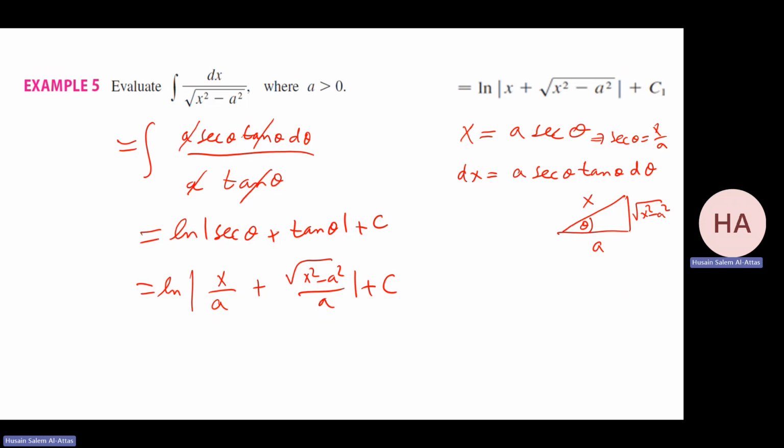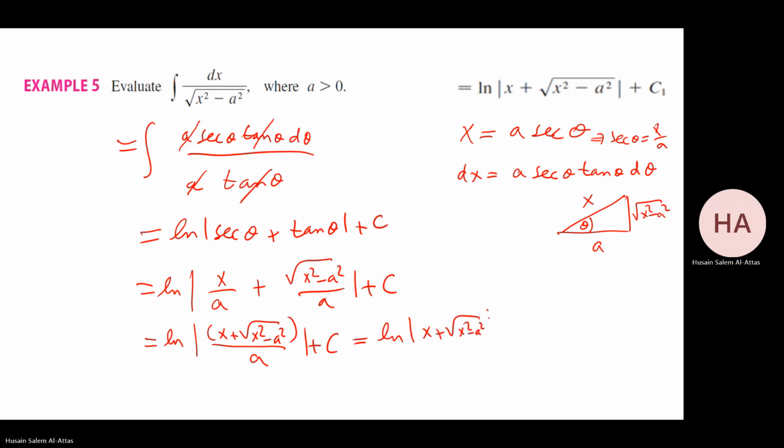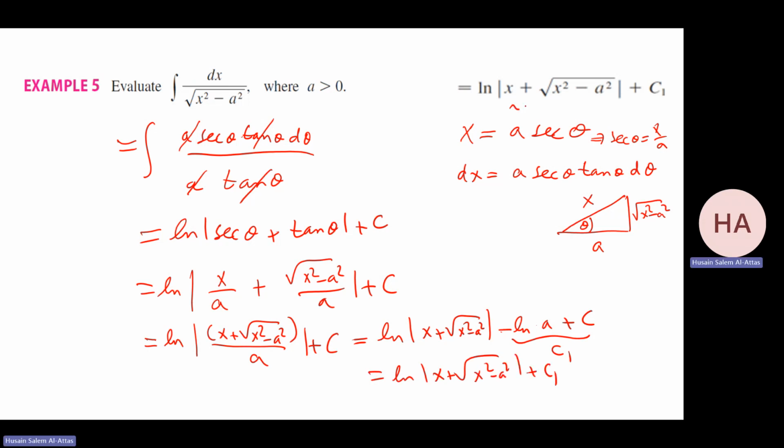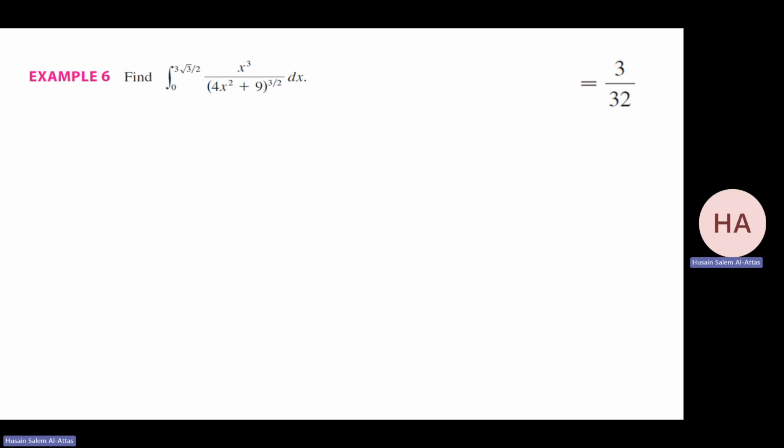But there is no a here. I can do this trick, which I told you about before. That will be x over a plus C. So I can distribute the ln. Minus ln a is positive, plus C. Call this C1 or C, who cares? Plus C1, which is this answer. Okay, find this. Is it complicated? No, it's not, I think, because the answer is very nice.